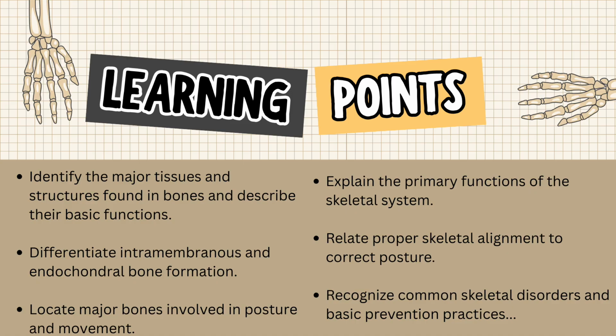So our learning objectives are first, identify the major tissues and structures found in bones and describe their basic functions. Second, differentiate intramembranous and endochondral bone formation. Third, locate major bones involved in posture and movement. Fourth is explain the primary functions of the skeletal system.